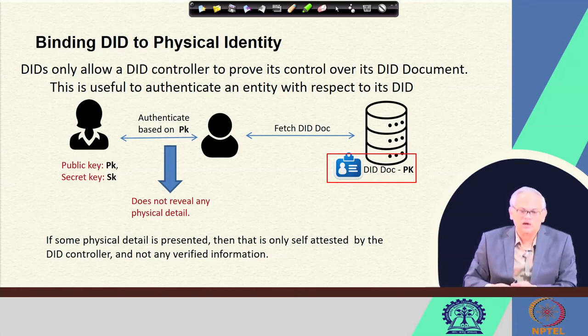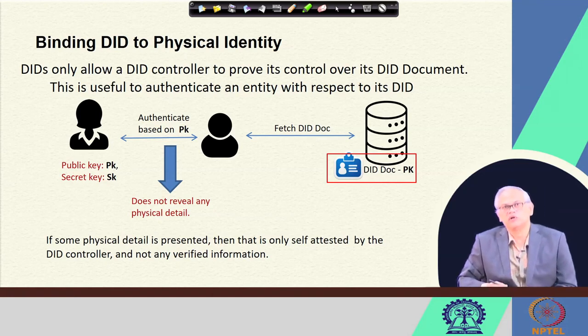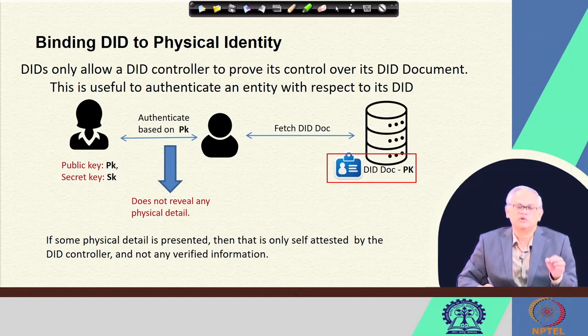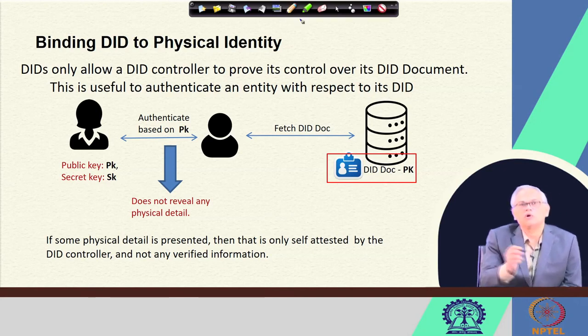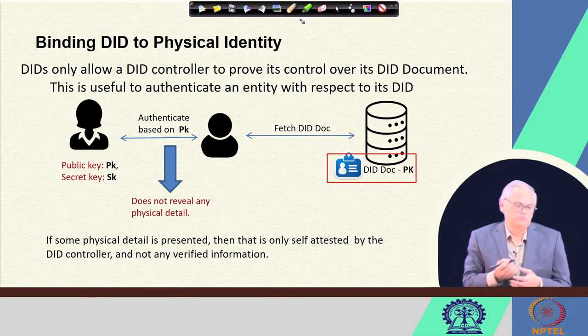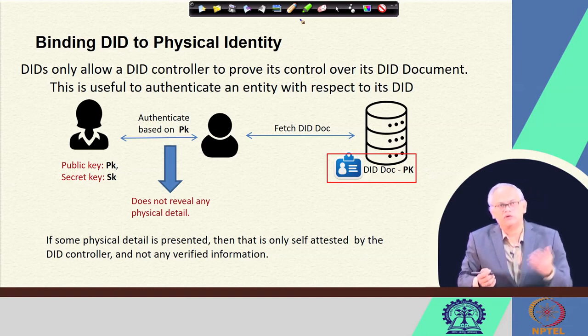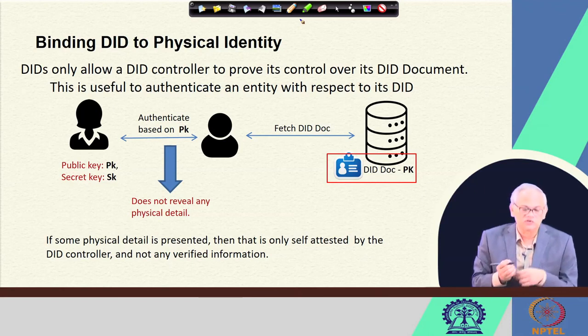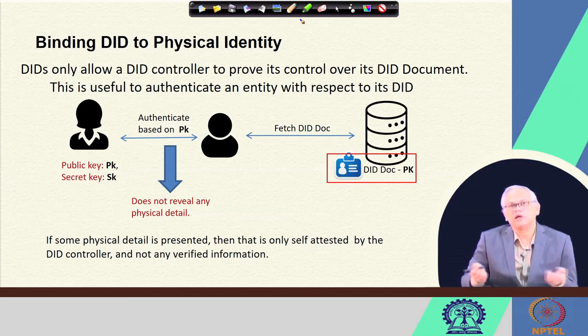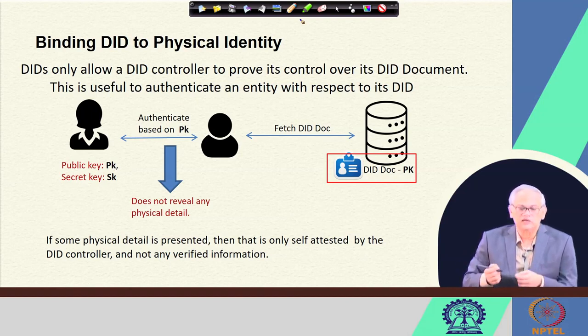So, deeds only allow a deed controller to prove its control over its deed document. This is useful to authenticate an entity with respect to its deed. Now, of course, we have talked about the use of the private key and the public key, or the public key and the secret key, as we have mentioned here instead of the private key. So, this PK and SK. This authentication based on PK can easily be done by fetching the deed document from the data registry, but then it does not reveal any physical detail.